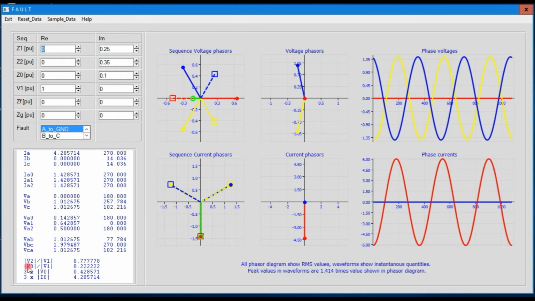We get the ratio of the zero sequence to positive sequence voltage. We get 3 times the magnitude of the zero sequence voltage. That is the polarizing voltage, which would typically be used to detect an earth fault. And we get 3 times the zero sequence current. And because this is an earth fault on a single phase, 3 times I0 is equal to the current on the faulted phase. So these results display the typical features which we would expect from a bolted zero impedance fault between one phase and ground.